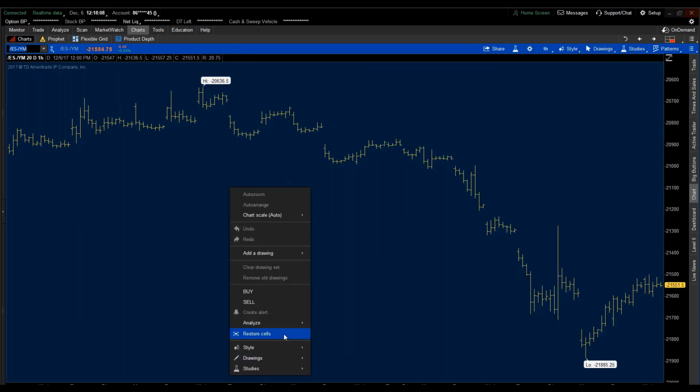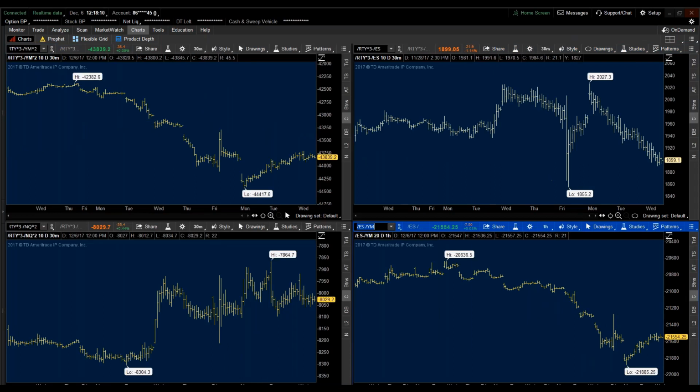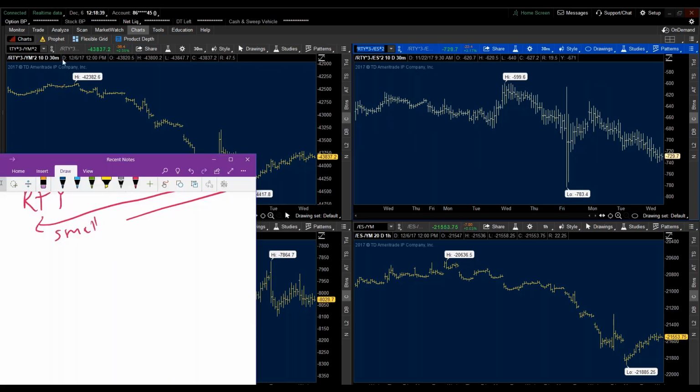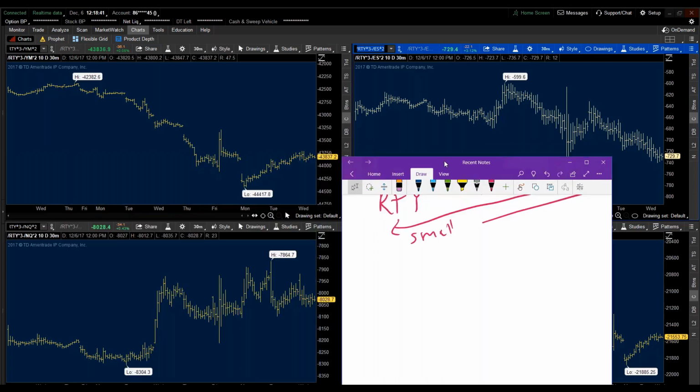Let's start analyzing some markets. Now, what I have here, the top left is going to be Russell against Dow. The top right is going to be Russell against S&P. Russell against NASDAQ. And then this is going to be S&P against Dow. So let me cover this bottom one.